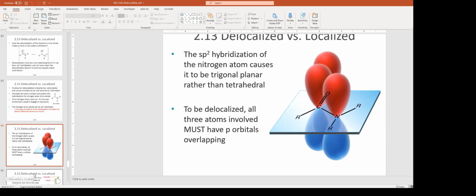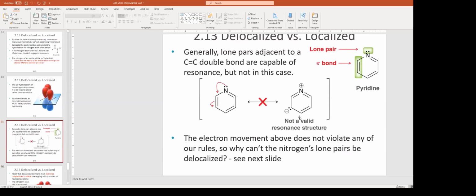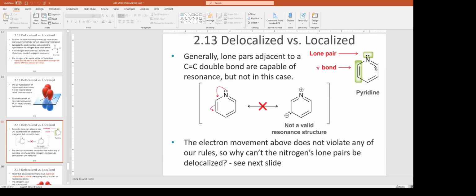Let's look at another example, and we'll really focus on these next examples next semester, but it's important to look at them in advance. And that is this molecule right here, pyridine.